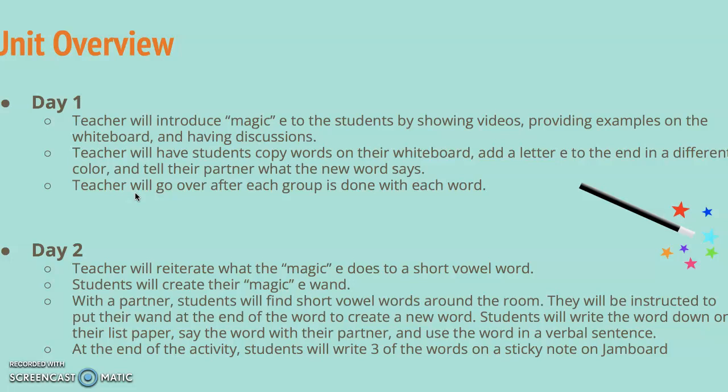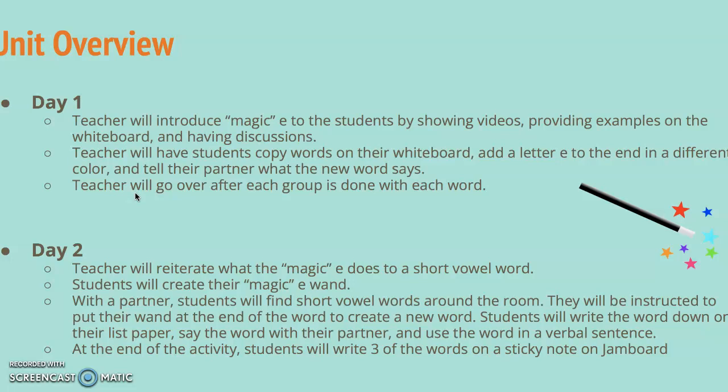So students would be given a word, let's say cap. They would have to spell cap on their whiteboard together, add an E in a different color, and then they would have to converse and tell each other what the new word says. The teacher will be rotating the room while this is going on, and then she will also call on students to either verbally say the correct answer or come up and write and say the correct answer.